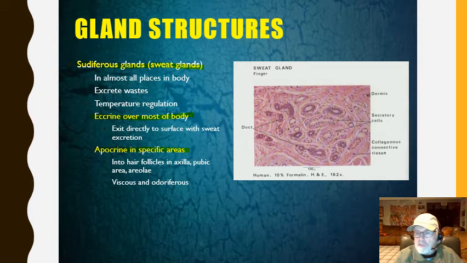Eccrine sweat basically is more odorless sweat. It's basically for evaporation, and apocrine is basically in hairy areas, because now the gland exits into a hair follicle, and then the bacteria act upon that. The bacteria then destroy it, and that causes the odor. So those are the two different types of glands we see.